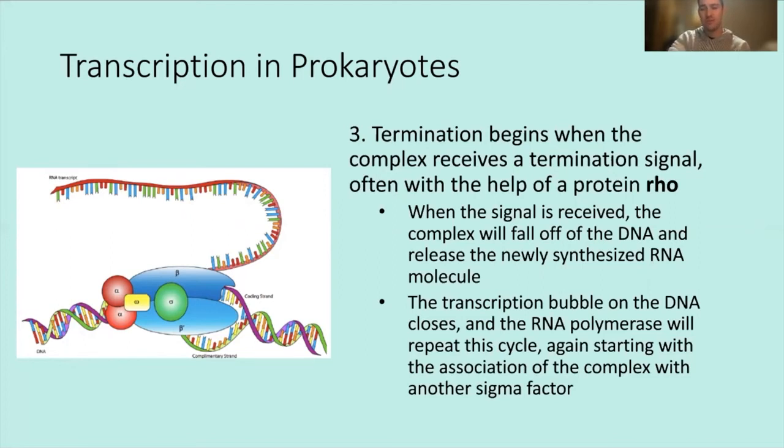And that transcription bubble on the DNA closes and the RNA polymerase will repeat the cycle, again starting with the association of the complex with another sigma factor. Because remember, it's an enzyme, so it's not used up in the reaction, but it does need to find another sigma factor before it can find that promoter and start transcribing again.